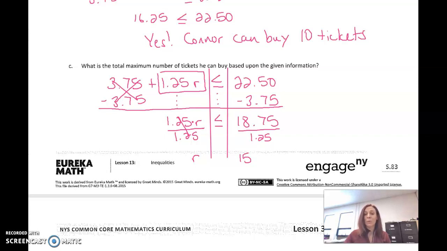We divided by a positive. We're good. We bring our inequality symbol straight down. Okay? So r, the number of tickets, has to be less than or equal to 15. So this 15 here is our max number of tickets. Okay, that's the most Connor can buy. All right, one more example.